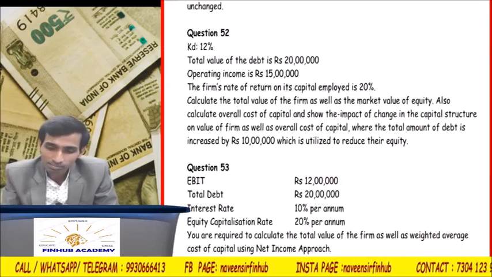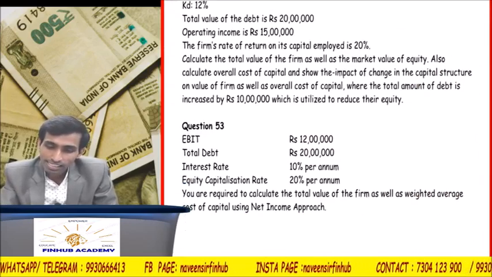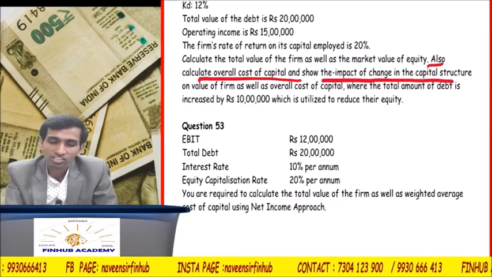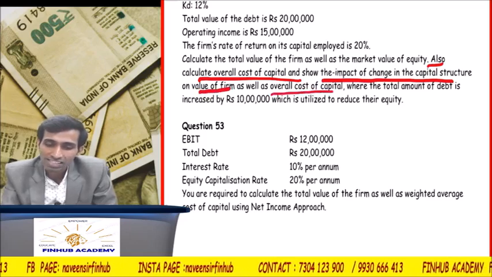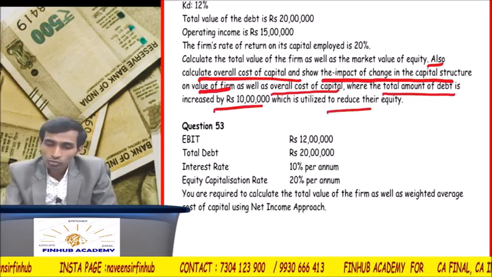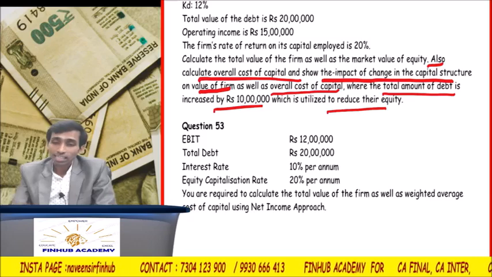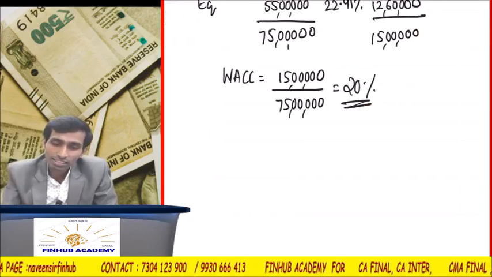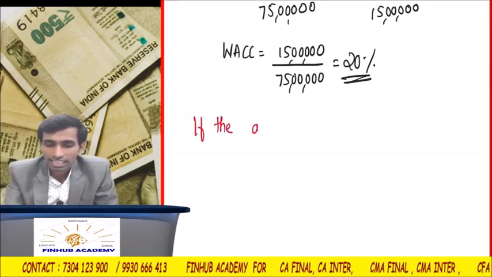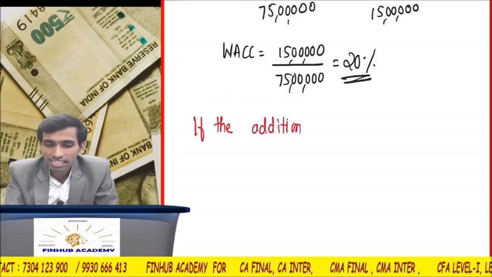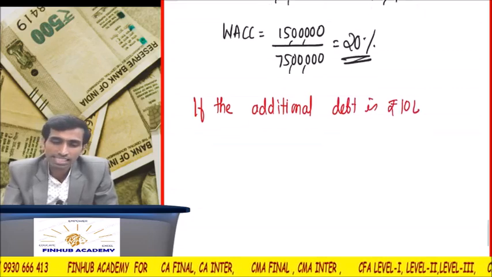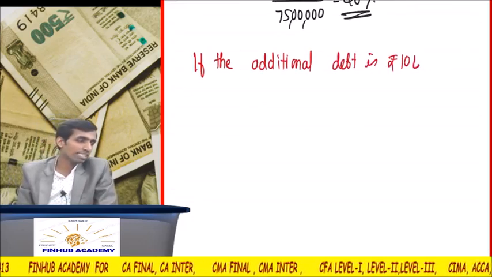Second part, I am going to the next part. What are they saying? Also calculate overall cost of capital and show the impact of change in the capital structure on the value of the firm as well as KO, when the amount of total debt is increased by 10 lakhs, and that will reduce their equity. So let's start. The additional debt is rupees 10 lakhs.